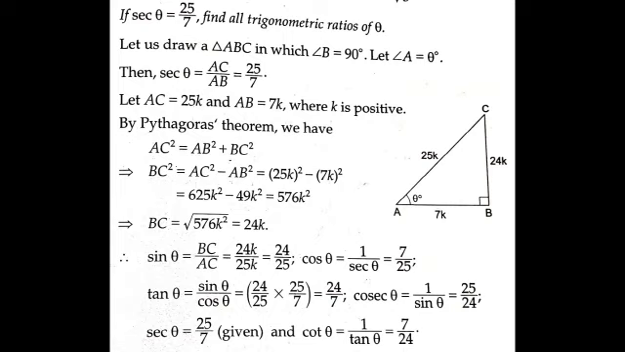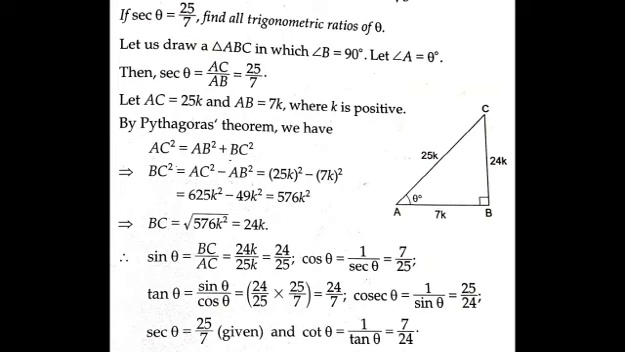Next trigonometric ratio is cos theta. Cos theta is defined as base by hypotenuse. So we can write base as 7k and hypotenuse as 25k, so 7 by 25. Tan theta is defined as perpendicular by base, so we can write perpendicular 24k and base 7k, so 24 by 7. Cosec theta is defined as hypotenuse by perpendicular. Hypotenuse is 25k and perpendicular is 24k, so it is 25 by 24.